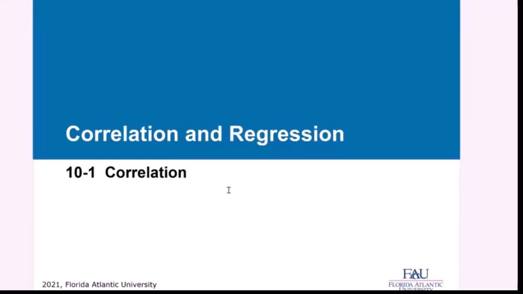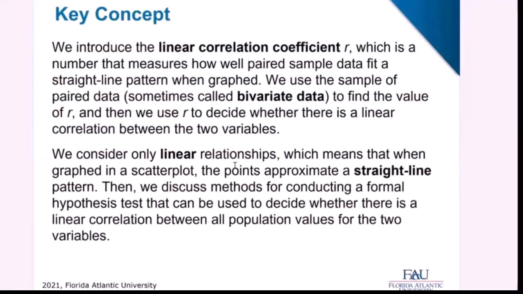10-1, correlation. Key concept. We introduced the linear correlation coefficient R, which is a number that measures how well paired sample data fit a straight line pattern when graphed. We use the sample of paired data, sometimes called bivariate data, to find the value of R, and then we use R to decide whether there is a linear correlation between the two variables.